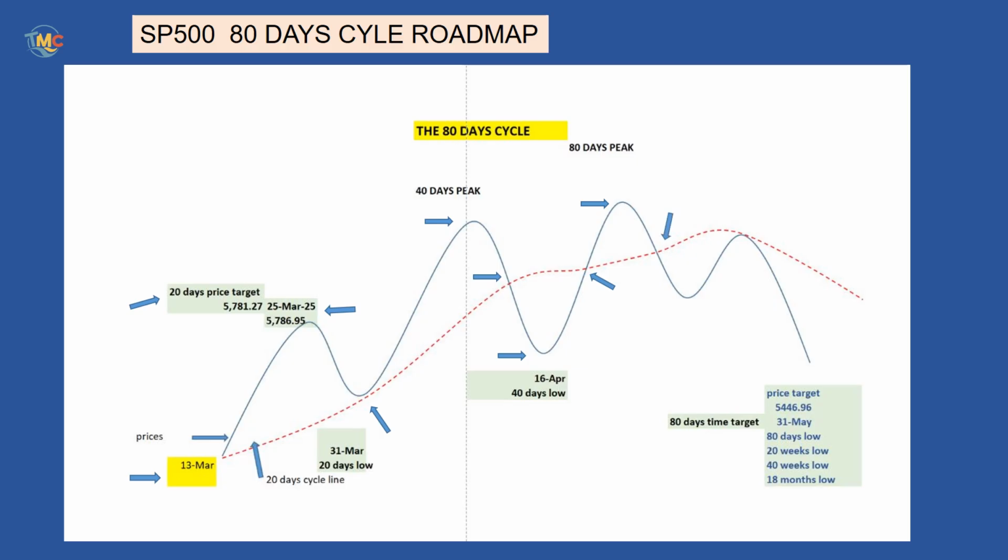But before reaching its next 80 days cycle low, the S&P 500 should form a first low around the first week of May, then rebound using its cycle line as resistance, then decline again to form its low around 5,446.96, or even lower. The 5,446.96 is the minimum target on May 29th. With 2 trading signals, 1 negative and 1 positive, the success rate is 50%.